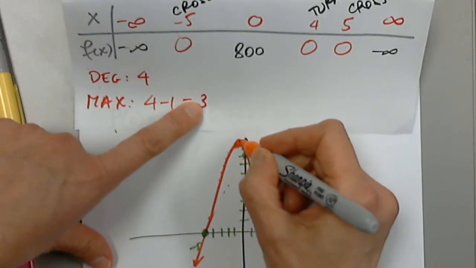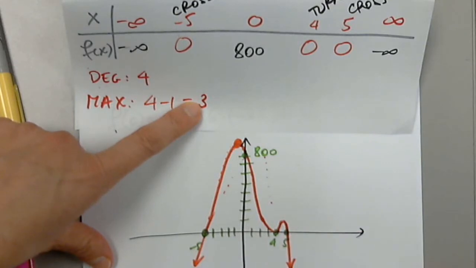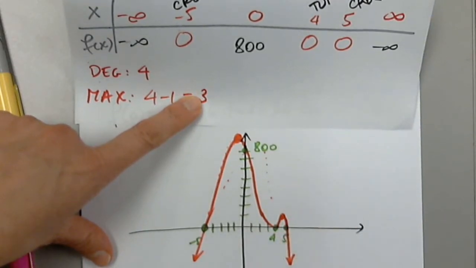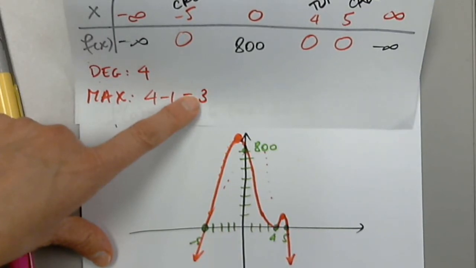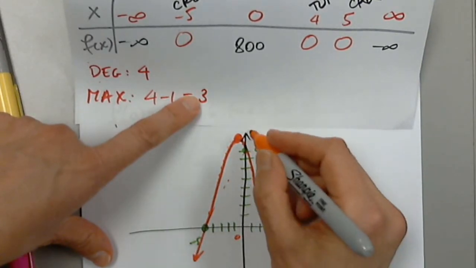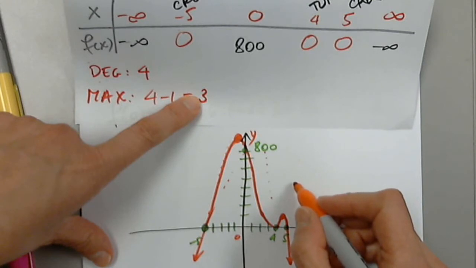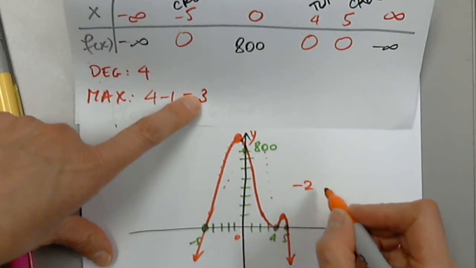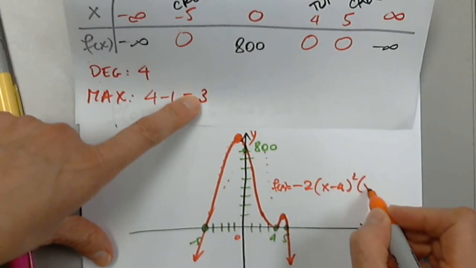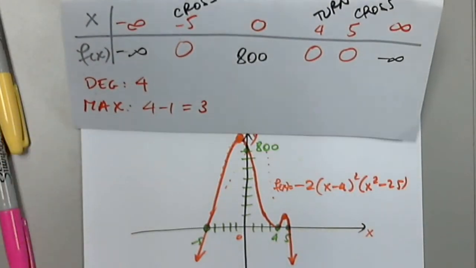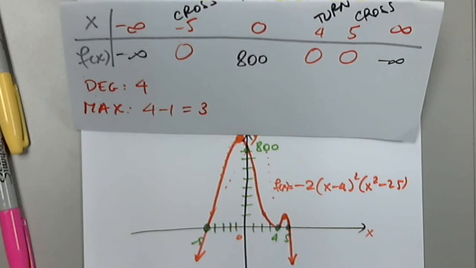I don't know how high this is, no idea, and we cannot do this in this class. We do it in calculus. In calculus, we graph these functions with absolutely no help from any calculator. So this is the function f of x equals negative 2, x minus 4 squared, times x squared minus 25. Now the moment of truth.